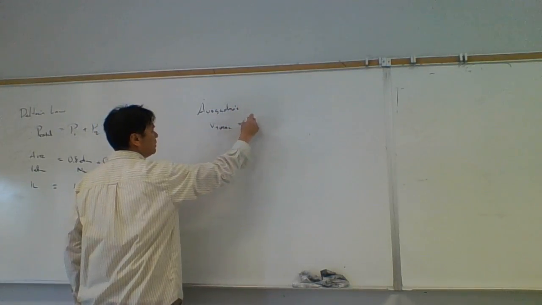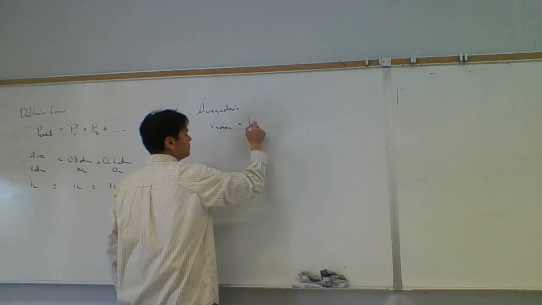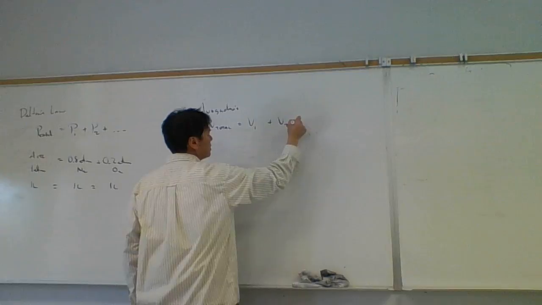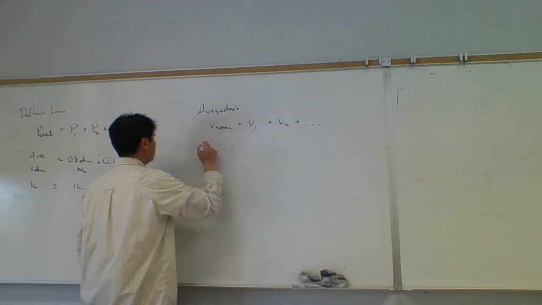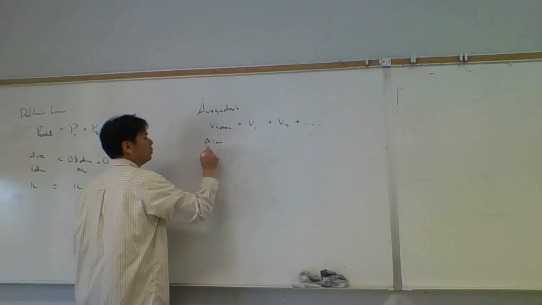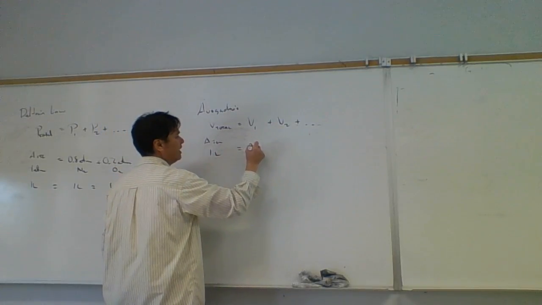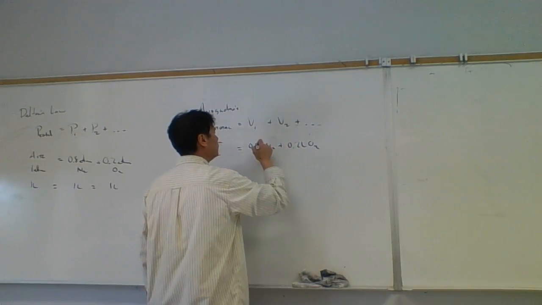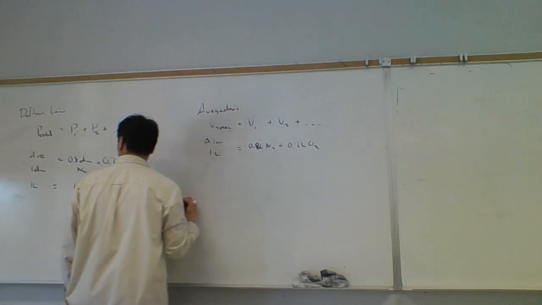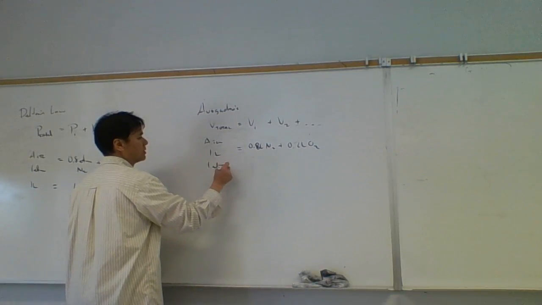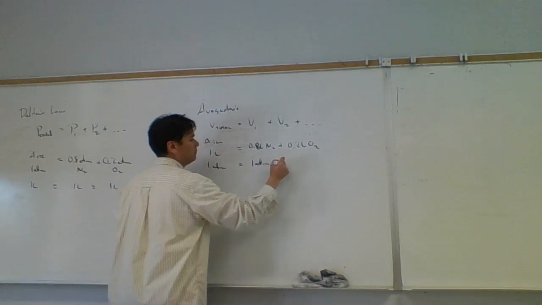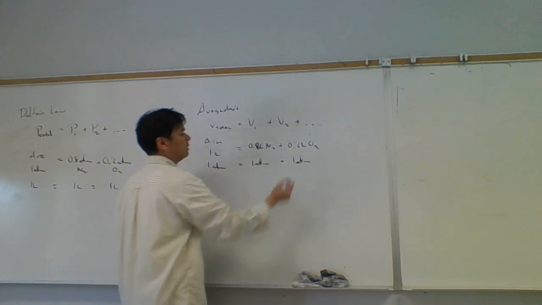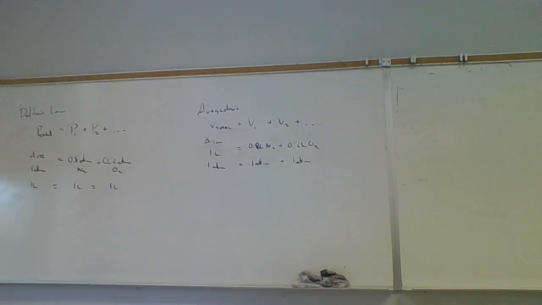V total is the sum of the volume fractions, partial volumes. Volume 1, volume 2, plus however many gases we have there. And so if I have air, 1 liter, then I would have 0.8 liters of N2 and 0.2 liters of O2. However, the pressure's got to be the same. So all the pressures are 1 atmosphere. If we go back, we can see that that was the case here.